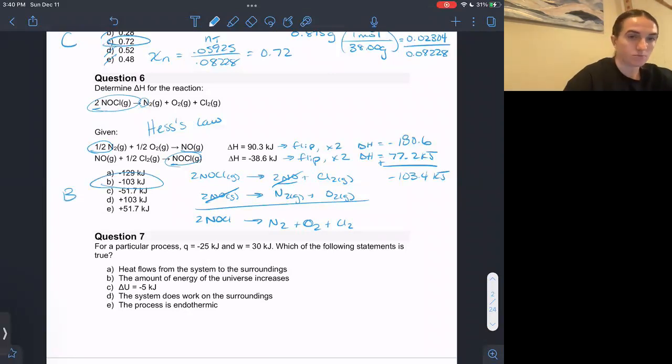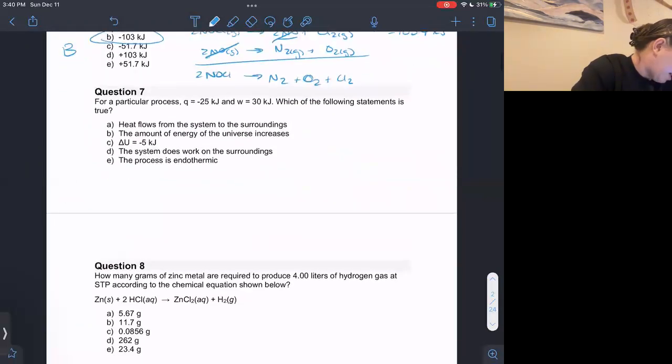Awesome. Okay. For a particular process, Q is equal to negative 25 kilojoules and W is equal to 30 kilojoules. So which of the following statements is true? Okay. So for these types of questions, I like to write out what I expect or what I know from these variables first. And then I look at each of the answer choices and say either they're false or they're true and why that would be the case.